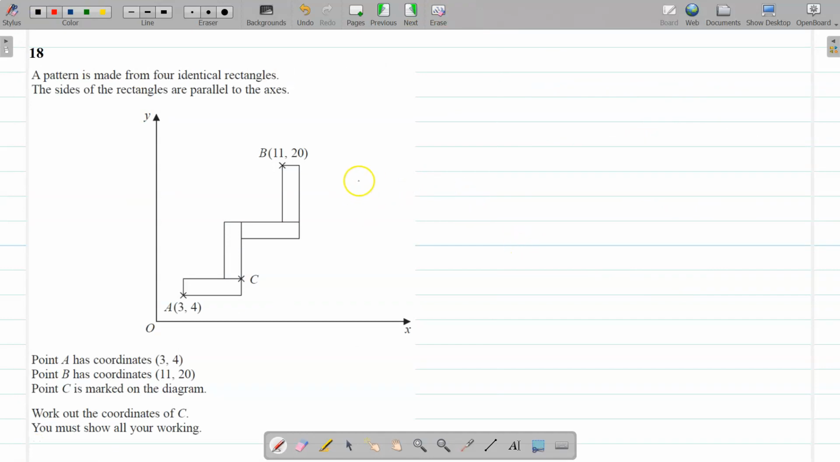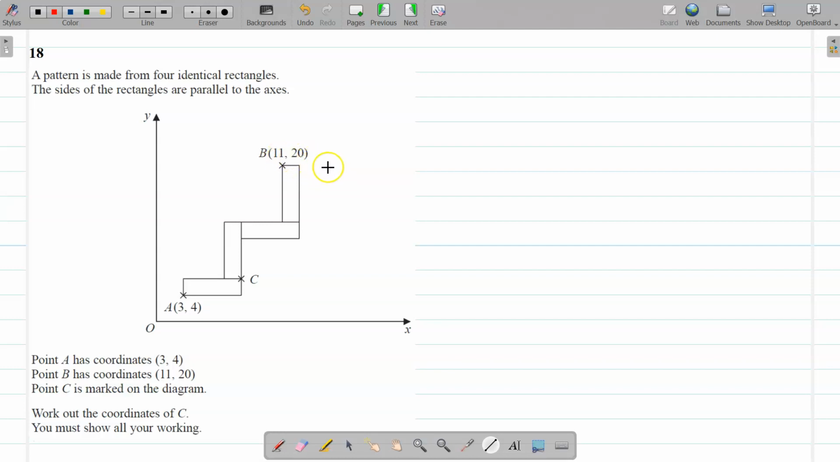Now this is an unusual sort of question because it actually is about solving a pair of simultaneous equations. We've got to find the coordinates of the point C using this information. Now, the first thing to say is, as you'll see in a minute, the diagram is not drawn to scale. These rectangles are a lot more like squares than they appear to be in this diagram. But let's see how we get that.